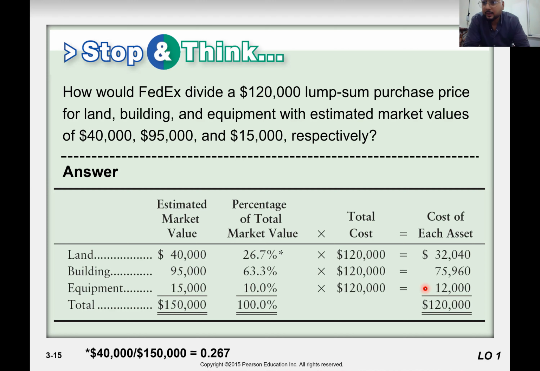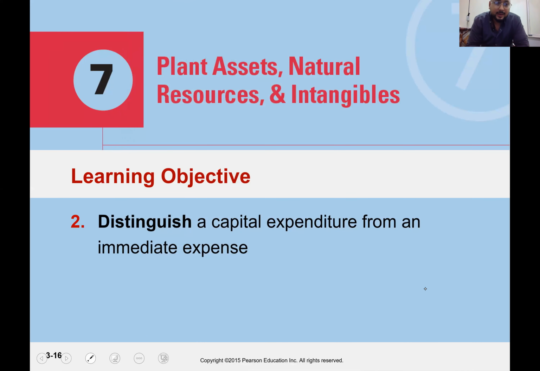So this is called the RSV method, relative sale value method. Okay, for the second learning objective, capital expenditure and expense, the difference between expenditure and expense, we'll talk about after a 10 minute break. Okay, let's have a tea break for 10 minutes and then we start from here. Okay class, welcome back after the break.